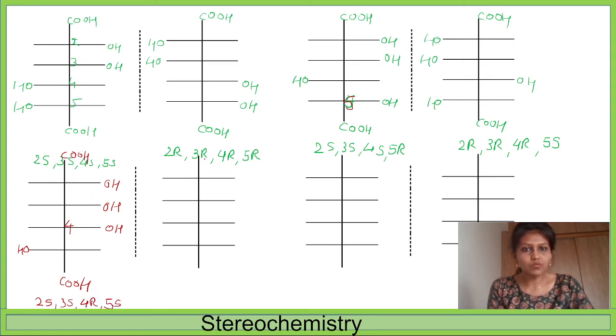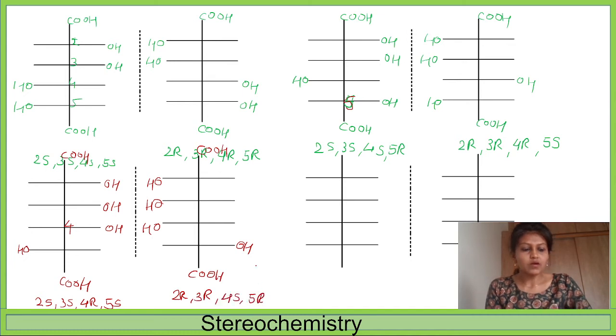Now the mirror image of this molecule, the fifth molecule, is exactly opposite to the fifth molecule: 2R, 3R, 4S and 5R, right?